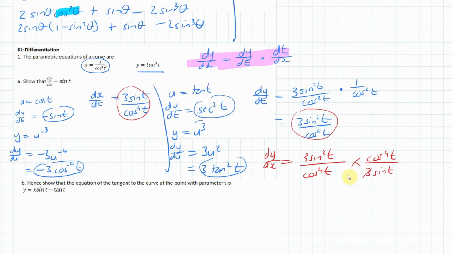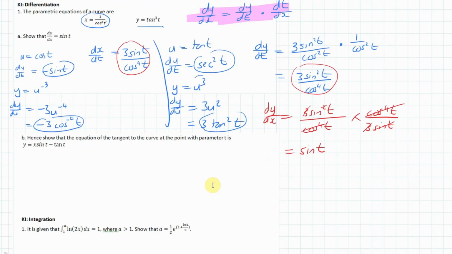Now you can see some cancelling is in order. That sine t cancels out one of those. That cancels out all of those. And so what we get is equal to sine t, which is what we needed to prove from the beginning. So that's good. Now it says, hence show that the equation of the tangent to the curve at the point with parameter t is this.